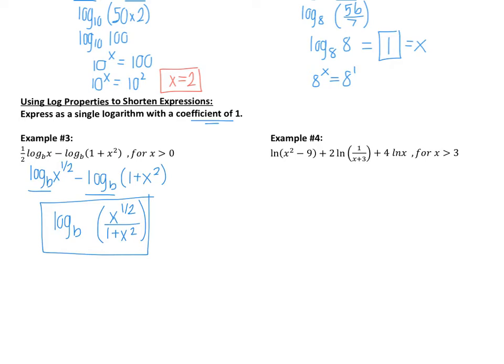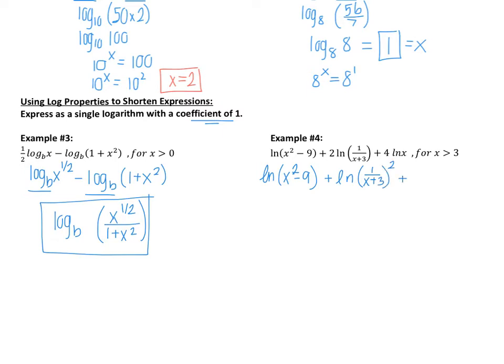Example 4 is a little more complicated, but we can do it together. Look at the fact that they're all ln functions. That's awesome. So that means they all have the same base e. Let's get that coefficient of 1. So nothing actually will change in the first problem. But using step 4, this 2 in front can pop up to the top. So it's ln of 1 over x plus 3 squared.